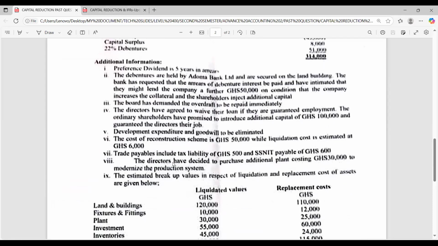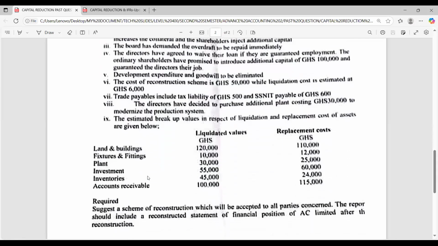The directors have decided to purchase an additional plant costing 30,000 to modernize the production system. Now, this is when the business decides to reconstruct or to continue to be in existence. But once we decide to liquidate, then we don't need this information. The estimated breakup values in respect of liquidation and replacement cost of assets are given below.